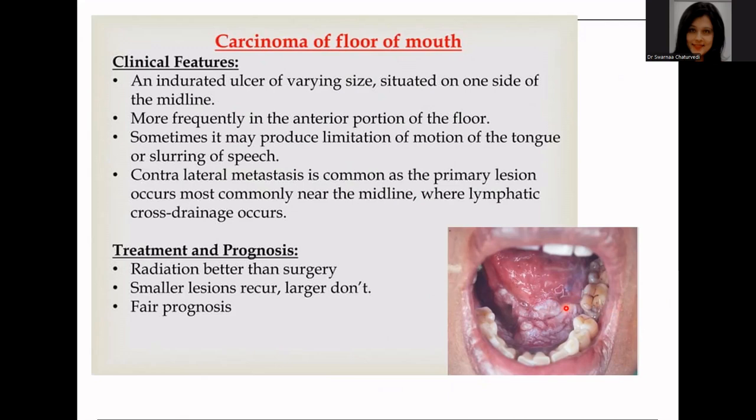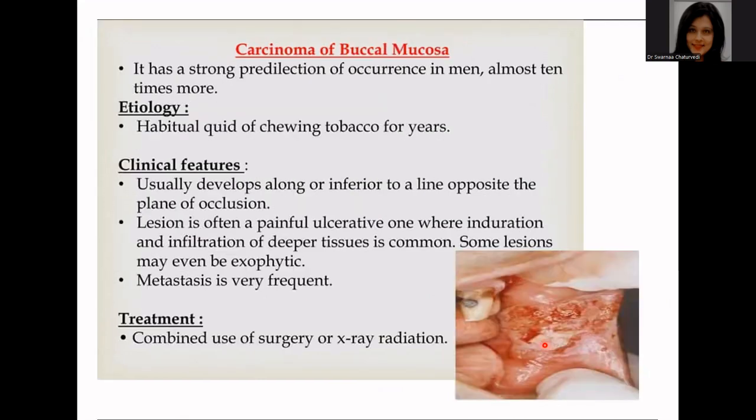These lesions most commonly occur near the midline, so they have a higher chance of contralateral metastasis because of the presence of lymphatic cross drainage. In this region, the best way of treatment is using radiation, better than surgery. Smaller lesions have higher chances of recurrence in this region, while the larger ones do not. And this region has a very fair prognosis.